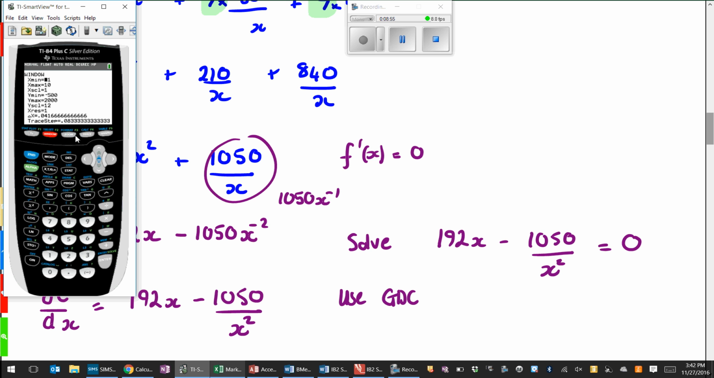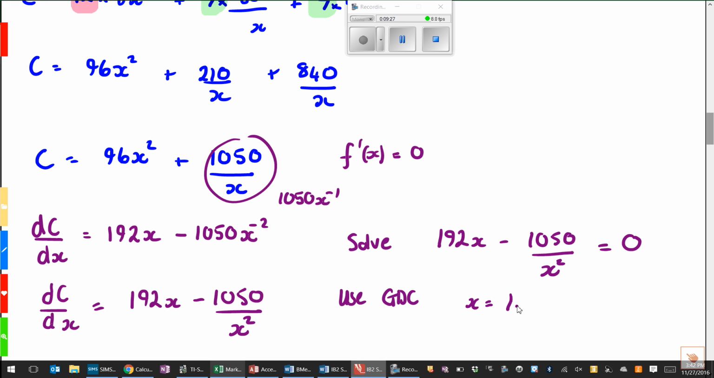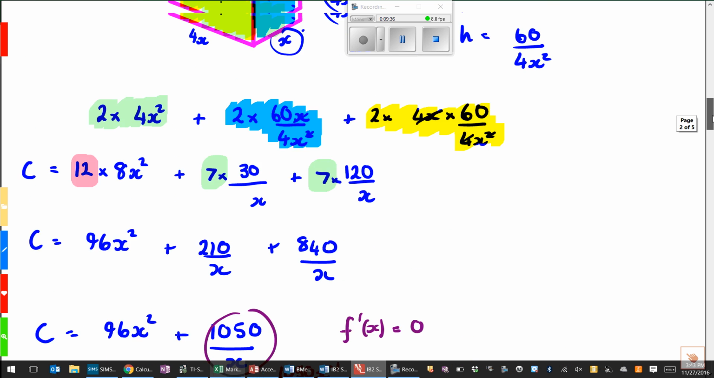So if I'm going to find this 0, I'm going to go second, calculate, zero. It tells me to go to the left of it, so I'm going to go all the way to the left. Once my point's at the left, I press enter, go to the right of that point, enter, guess, go slightly near it, press enter, and I get an answer of 1.762.